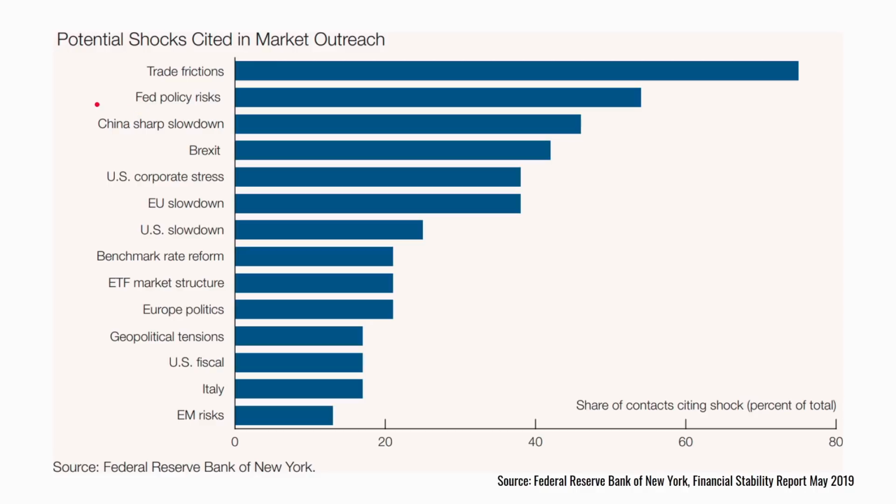And the country which is in the crosshairs of the trade frictions at the moment is China. And if we have a sharp slowdown in China, again, we're going to get global impacts. Global equity markets now sell off when China sounds like it's in trouble. And the fourth risk, which is the UK's contribution, is Brexit.